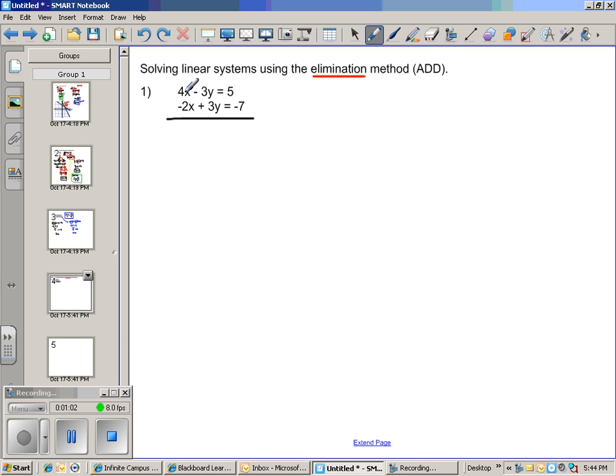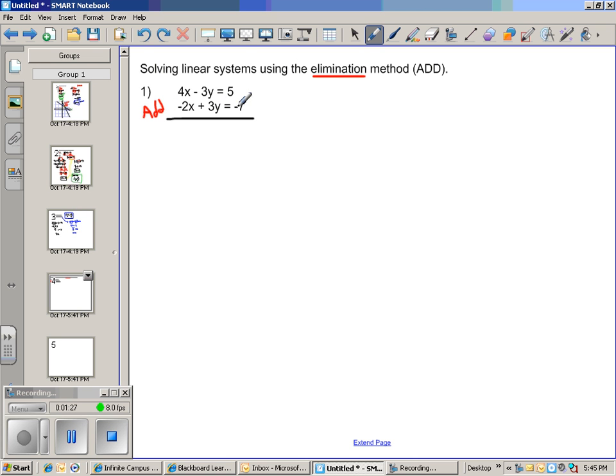Well, first thing I notice is that my y values have the same coefficient. They have a coefficient of 3. However, this one has a negative 3 and this is a positive 3. So if I add the two equations together as they are, the y's will cancel out, leaving us with just the x's left over. So we're going to do addition.